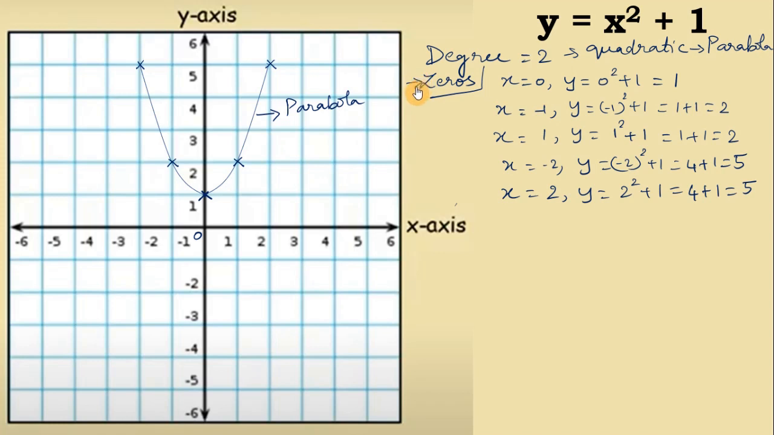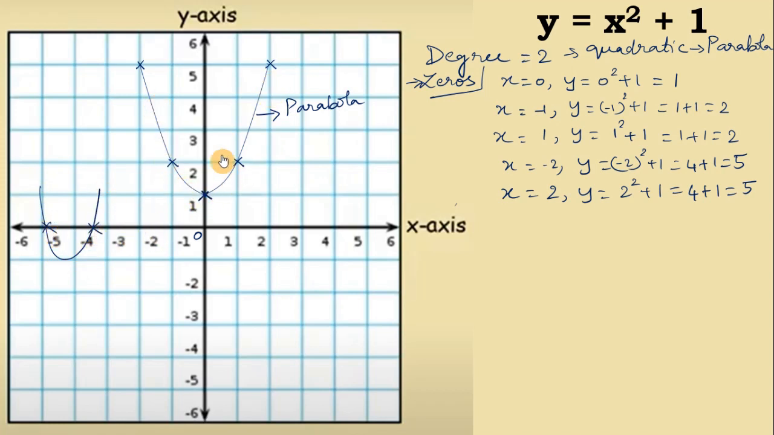Now the next thing is to find out the zeros. So we are going to find out the zeros. How will we find out the zeros, children? For finding the zeros, we have to see where this parabola cuts the x-axis. Wherever it cuts the x-axis, we get the zeros. For example, if we have a parabola like this, then we will get 2 zeros here.